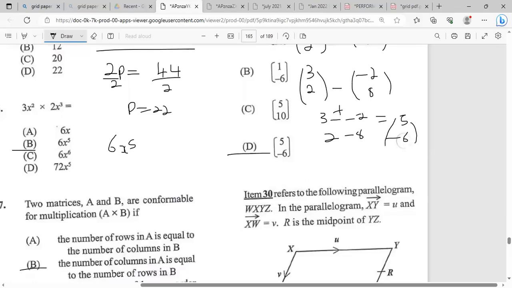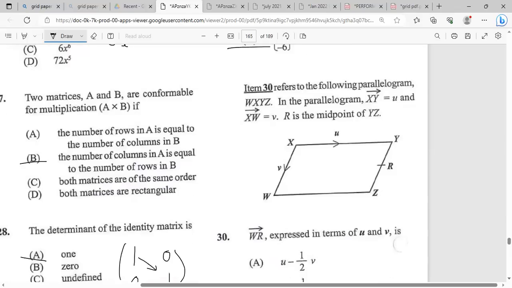Item 30 refers to the following parallelogram WXY. In the parallelogram, notice the arrows on XY, so this means this and this are parallel, going in the same direction. Also, this one is going in the same direction as the double-arrow one. R is the midpoint of YZ. So this is U, and this is also V, and they say R is the midpoint, right? All right, so we're good on that.